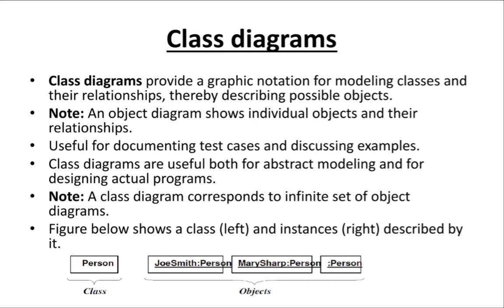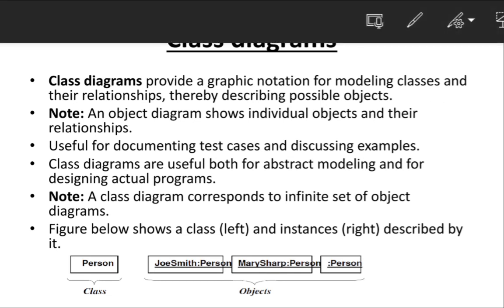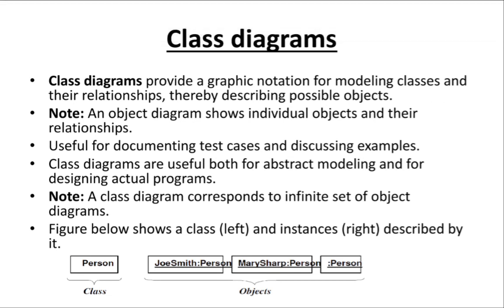UML defines some standard notations to define the classes and the objects. So you have to use the same notations while writing the diagram, the graphic notations of your class or object. For example, the UML symbol for both classes and objects is a box. To represent the class or the object, I am going to use a box. You can see, for person, I used a box. For the objects within the person class, that is Joe Smith and Mary Sharp, I also used a rectangular box.